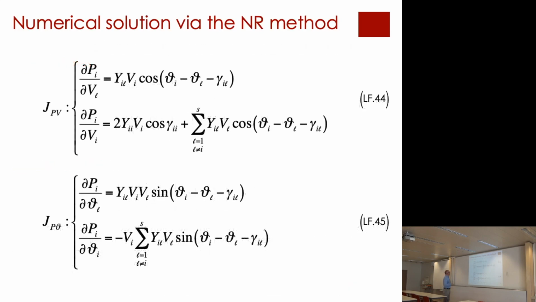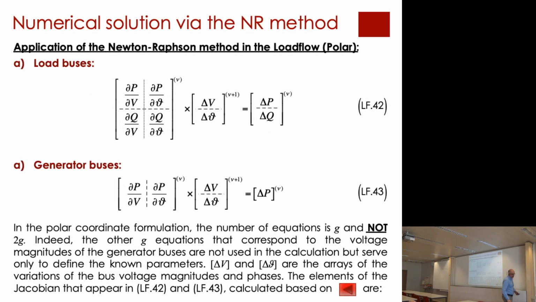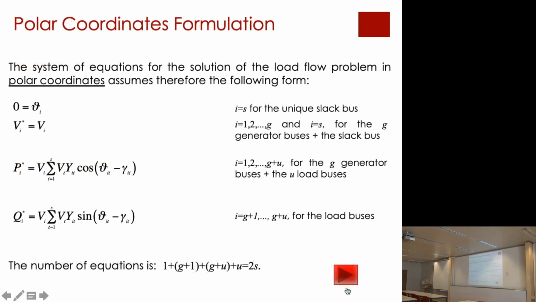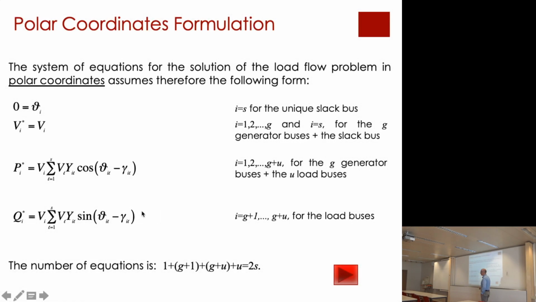So the various components of the Jacobian matrix for the polar coordinates formulation are coming from the load flow equalities that we wrote before. So these are the load flow equalities for the polar coordinates formulation. Essentially we are using these two equations: Pi is equal to Vi times the sum of the VL YIL cosinus of zeta IL minus gamma IL, and the same story for the Q. So I'm writing the partial derivatives of these two equations with respect to the unknown variables.